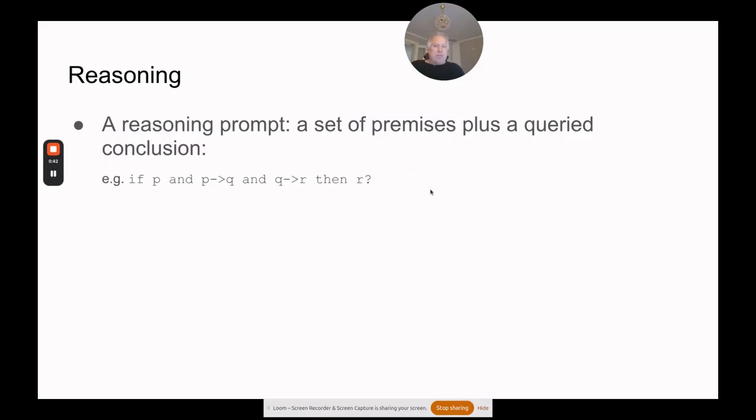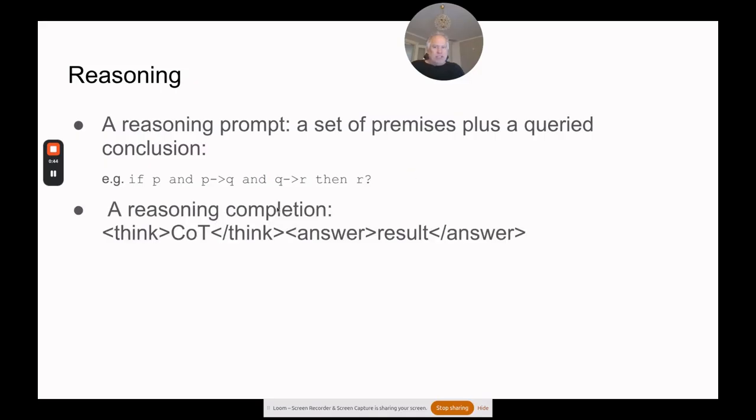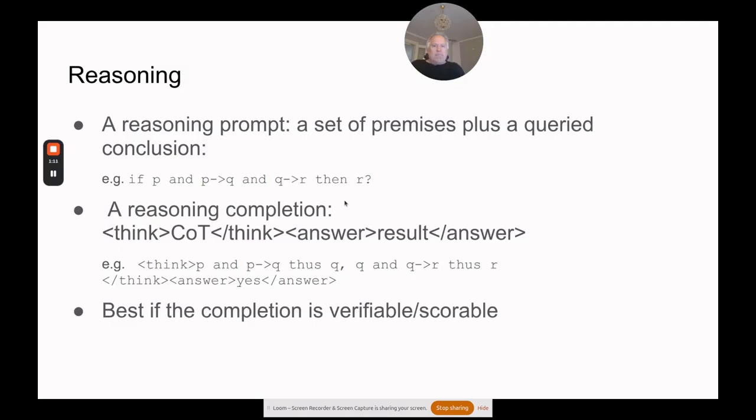So that's the prompt, but then a reasoning completion is the think token, then a chain of thought, and then the answer. So in this example here, that's something like think. Okay, P and P implies Q, thus Q. Okay, and then Q and Q implies R, thus R. So it's been shown. So the answer is yes, it holds. And it's best if this completion is verifiable and scorable.